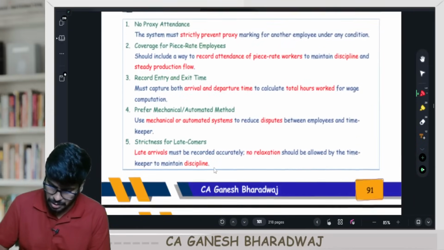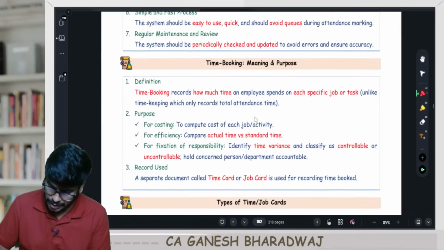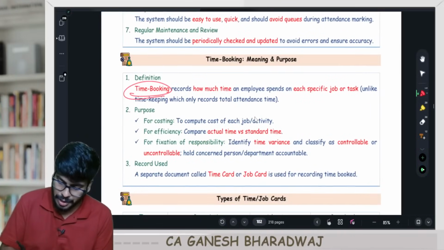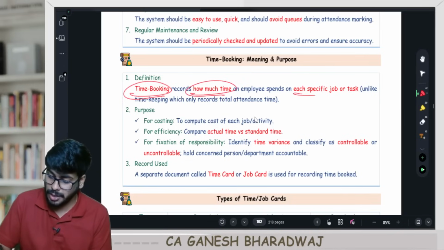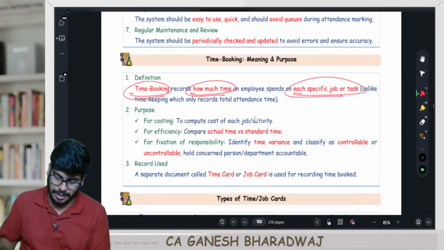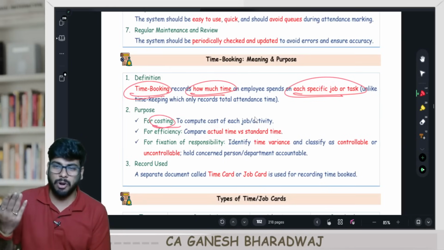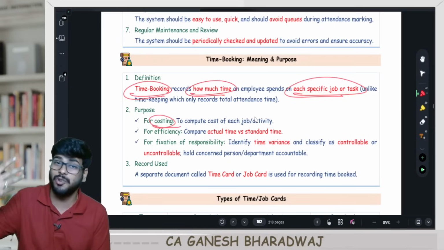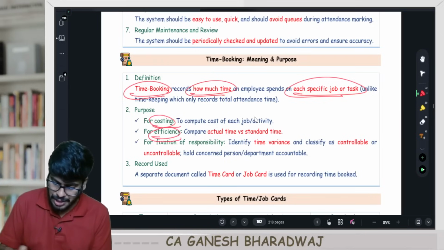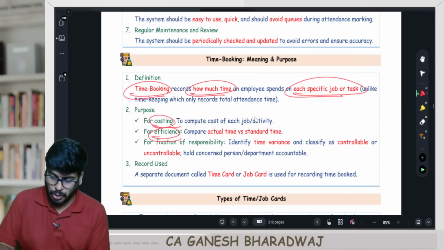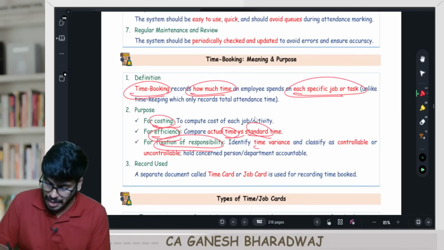Exactly on the same line. Look at this. Timekeeping is also mentioned here. Time booking. What do you mean by this? Time booking records how much time an employee spends on each specific job or a particular task, right? And the purpose, for the purpose of costing, obviously for costing respective jobs, how much time, based on that only the product costing can be done. For efficiency, you need this time booking, to compare the actual with the standard, and of course to fix the responsibility.